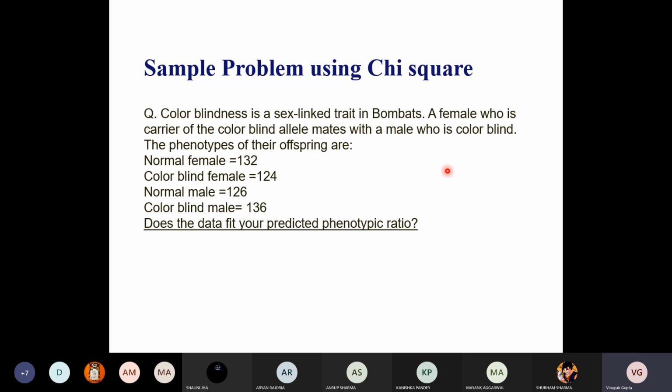Sir, one question. Is color blindness on the X chromosome or the Y chromosome? Okay, when a problem just mentions a sex-linked trait, that means X-linked.